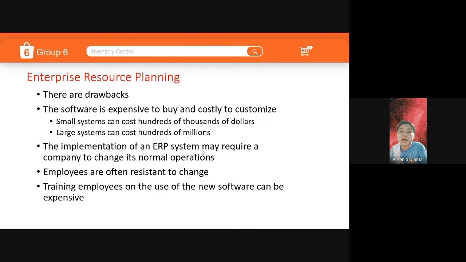There are drawbacks. The software is expensive to buy and costly to customize. Small systems can cost hundreds of thousands of dollars. Large systems can cost hundreds of millions. The implementation of an ERP system may require a company to change its normal operations. Employees are often resistant to change. Training employees on the use of the new software can be expensive.